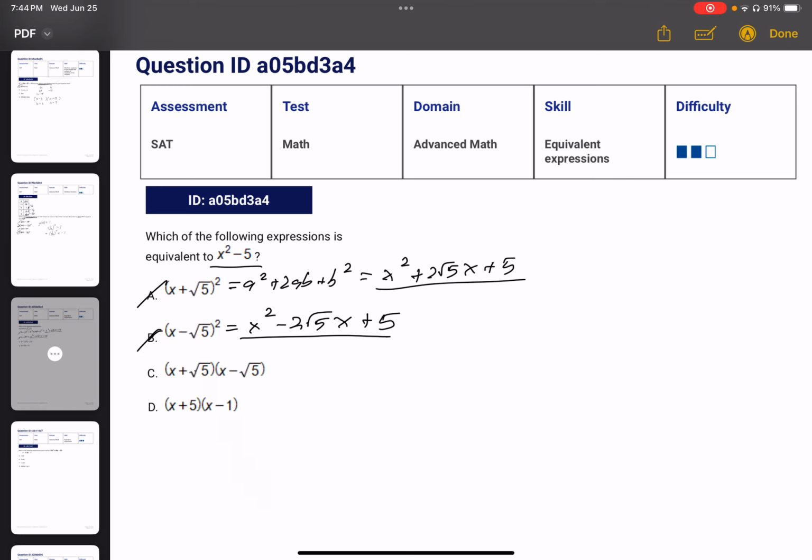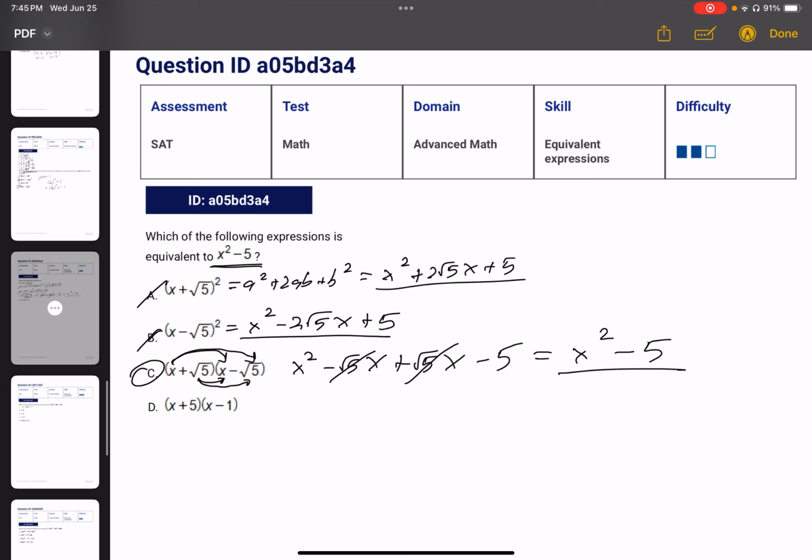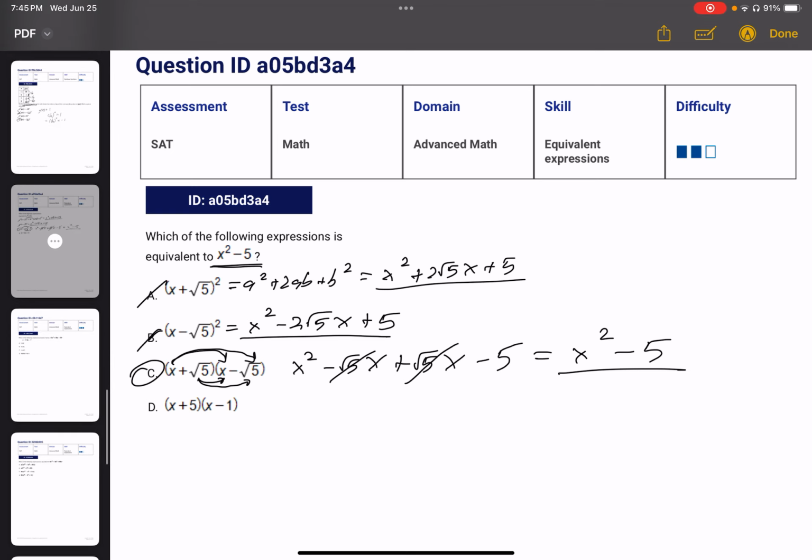And then we have this where we FOIL. So this term times this term, this term times that term, and so on. So we have x squared minus square root of 5 x plus square root of 5 x minus 5. And if we simplify this, this is going to be x squared, these cancel out, minus 5. And that is your answer. We're not going to solve the last one because this one doesn't even have a square root in it, so it's very obvious that that one is incorrect.